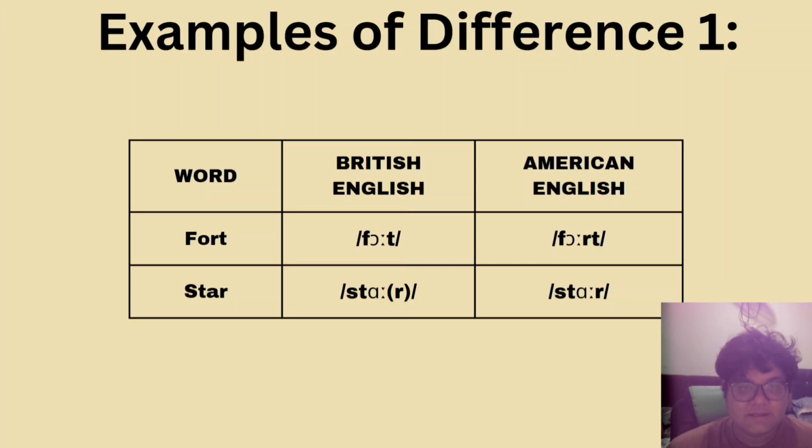The next word we have is star. Here you can see that in the transcription for British English, the R is inside parentheses, meaning that it is pronounced very subtly. You can hear the R sound, but not as much. Whereas in American English, you would pronounce the R fully. You can hear the R.